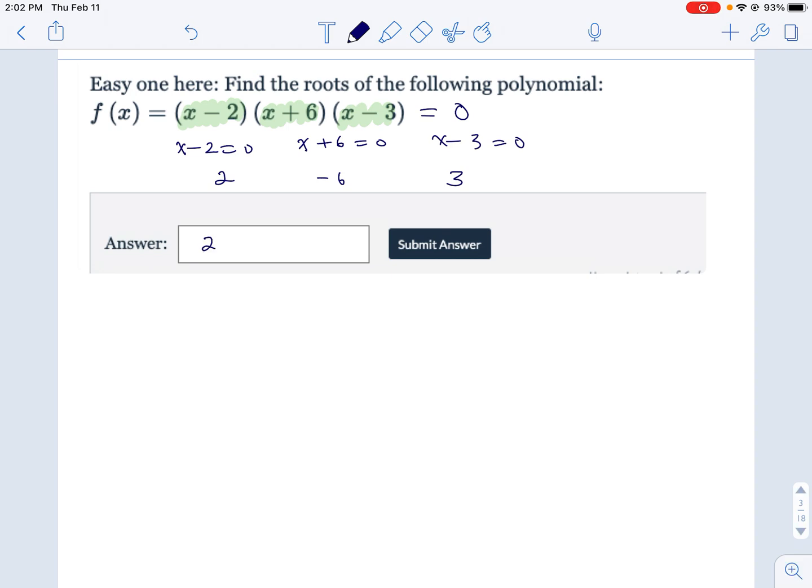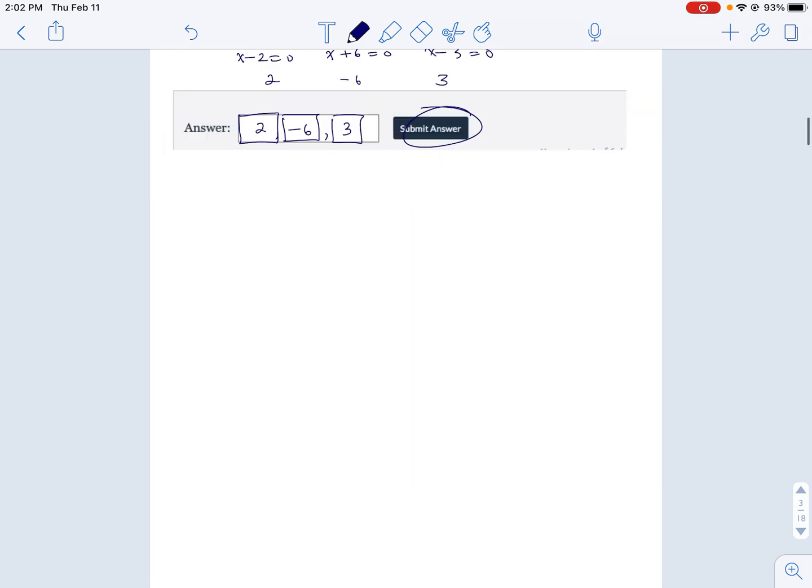So literally, Andrew, if you put in parentheses, Delta Math will actually open up 3 boxes so you can type those numbers in. And then, of course, you hit submit answer, and you got it.